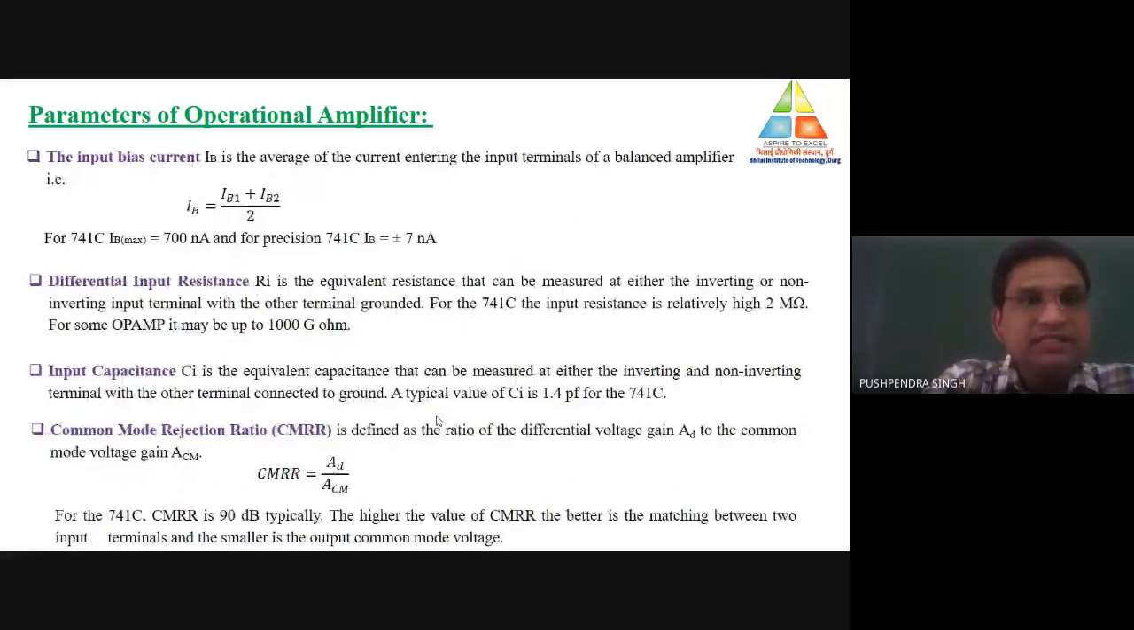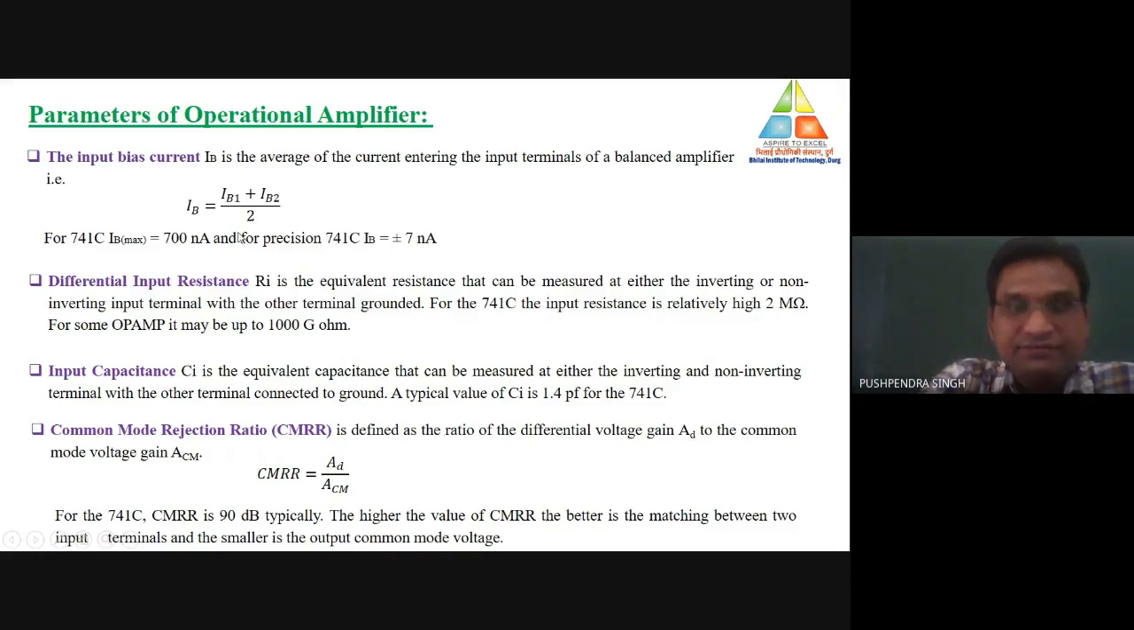Now the third parameter is input bias current. Input bias current is the average of the currents entering the input terminals of the balanced amplifier. It is the biasing current of the operational amplifier circuit. The maximum value of input bias current is 700 nanoampere in IC 741.